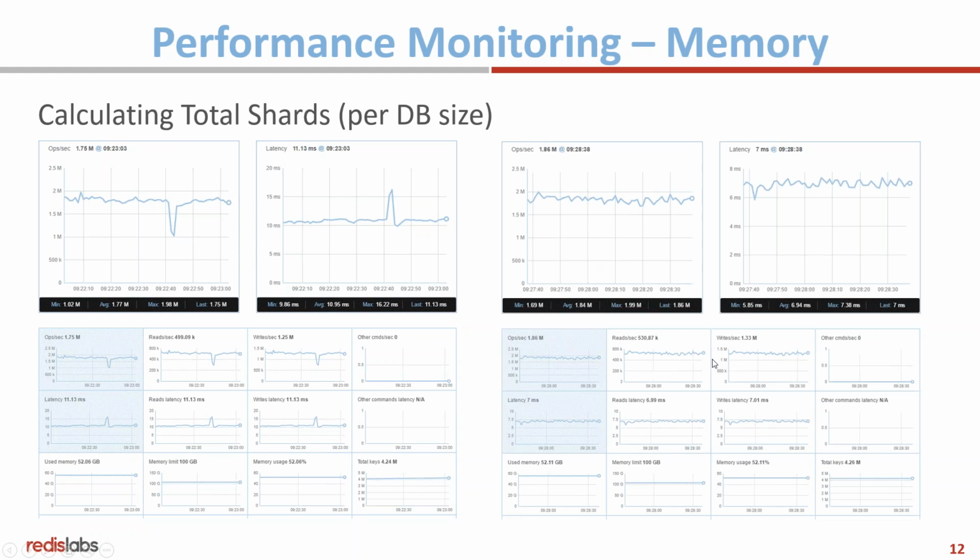Once I increase it to two shards, once I have redefined this or increased the number of shards, you will actually see the impact. My operations per second has gone up, not significantly, but has gone up to 1.86 million. And my latency has fallen by almost 4 milliseconds. And you can see the difference between having a single shard and having multiple shards.